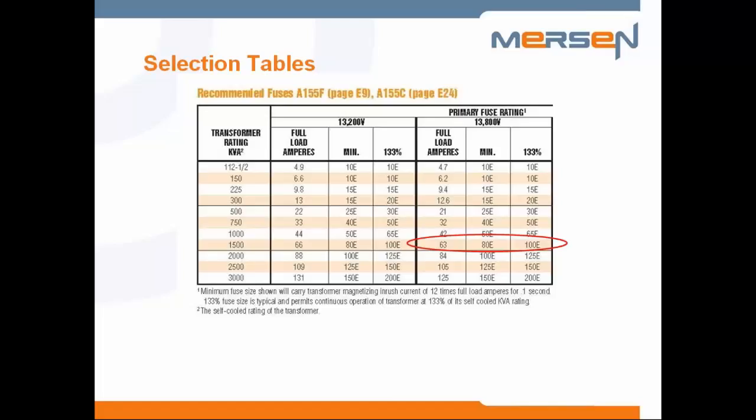So on that example of a 1500 kVA transformer at 13,800 volts, the manufacturer sees 63 amps full load and recommends a minimum sizing of 80E, but a typical sizing of 100.